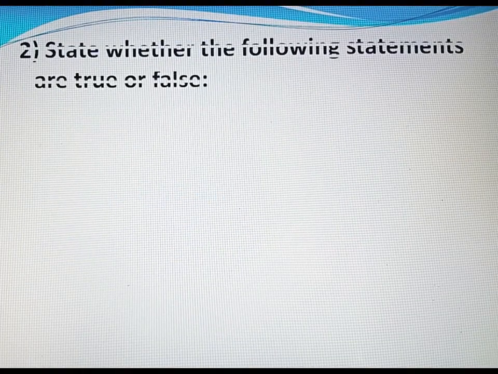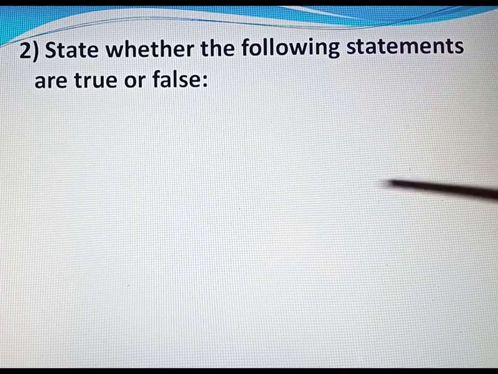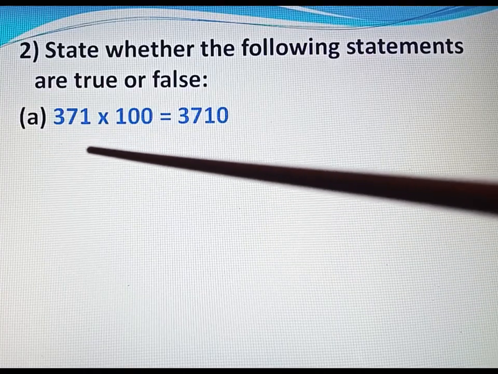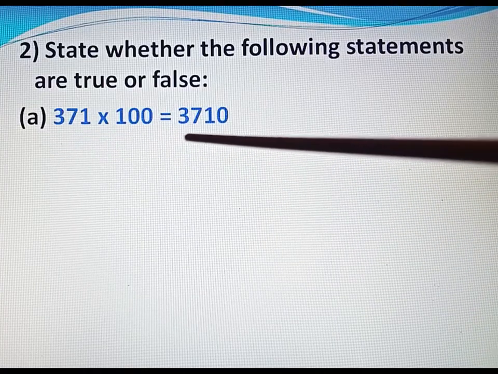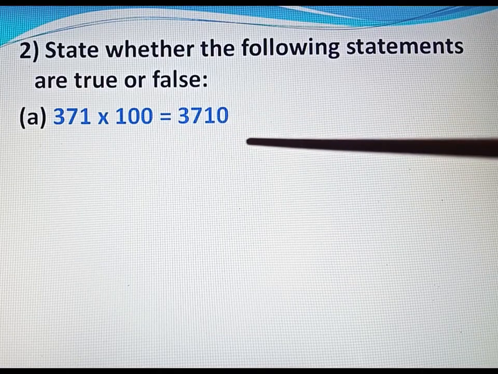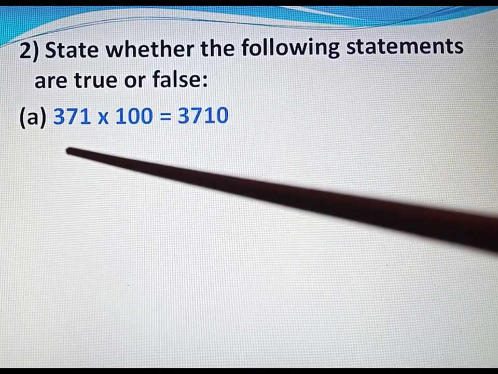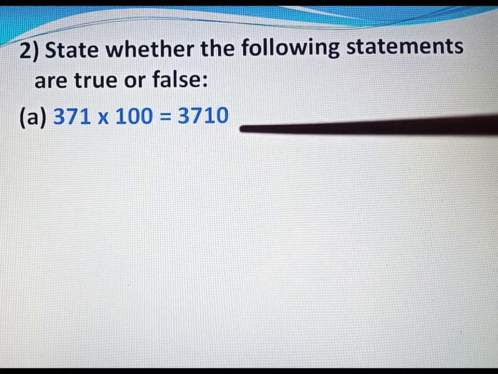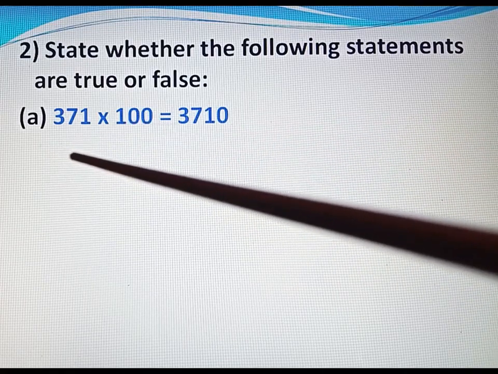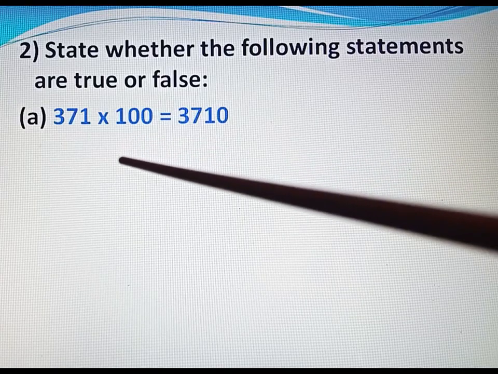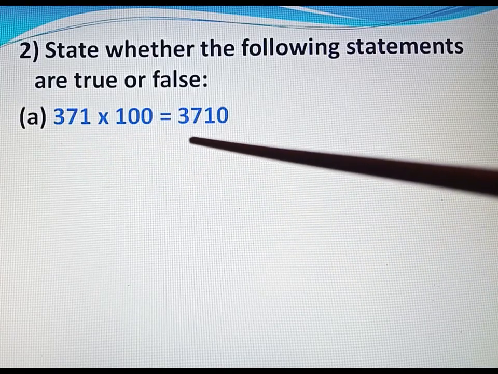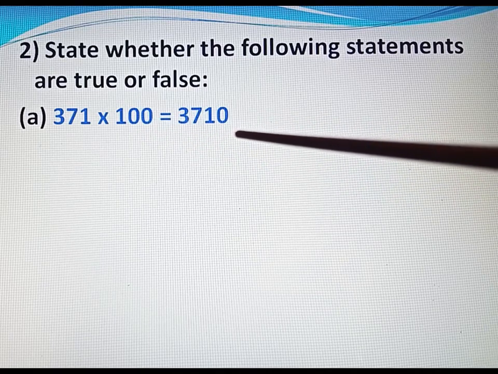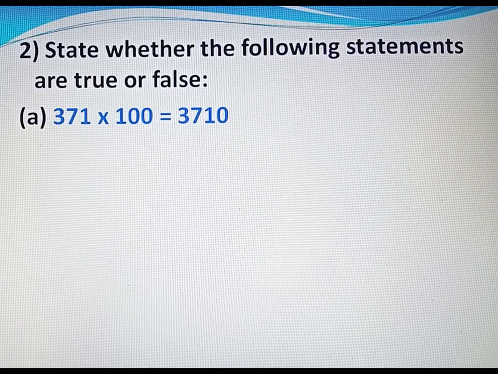Now question number 2. State whether the following statements are true or false. A part: 371 multiply 100 equal 3710. See, 371 multiply 100. In 100, 2 zeros are there at the last, so we will put 2 zeros at the last in the product. First we will multiply 371 by 1. 371 multiply 1 is 371, and then we will put 2 zeros at the last, but here only 1 zero at the last. So this statement is false.